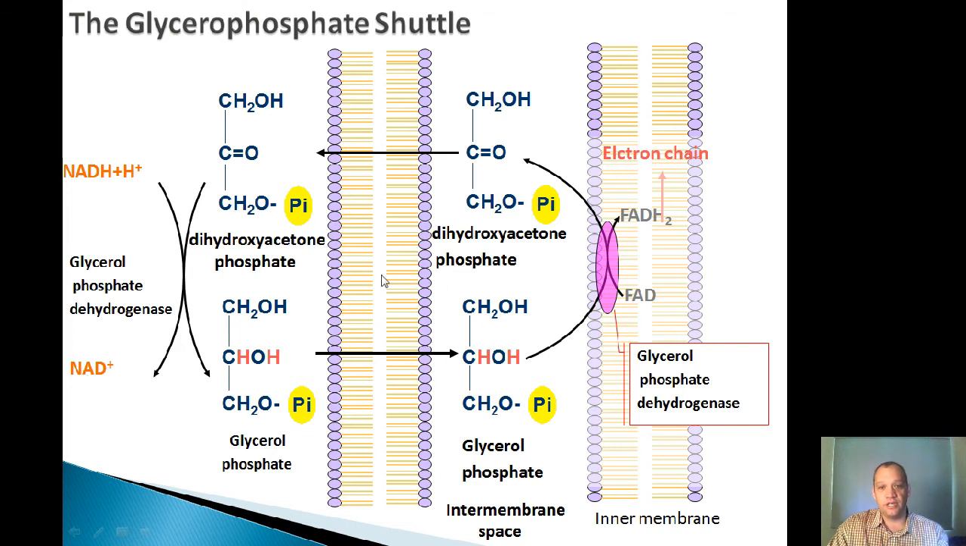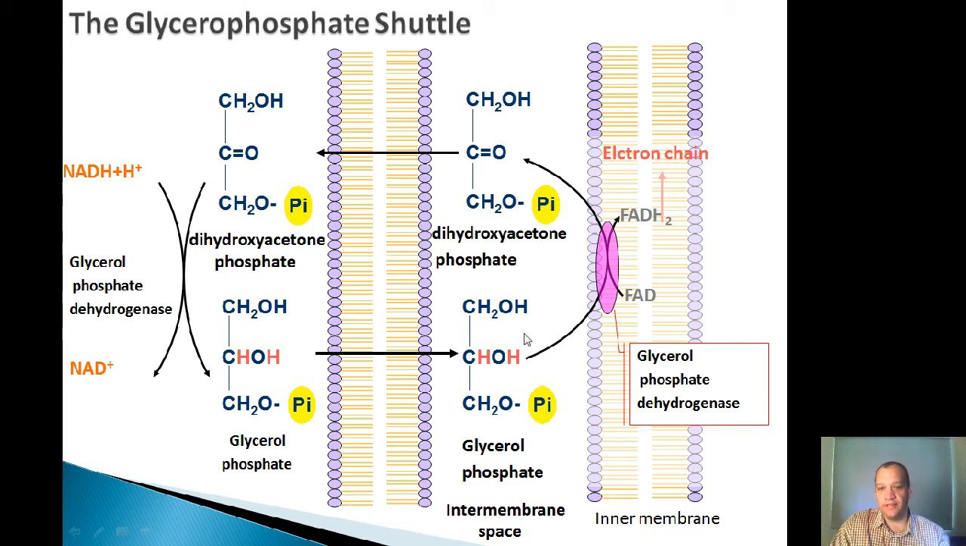So then we have this transport system across the mitochondrial outer membrane, which allows glycerol phosphate to travel across the membrane while also allowing dihydroxyacetone phosphate to travel out. So once again, it's an antiport system which allows glycerol phosphate to cross the membrane to the intermembrane side, and dihydroxyacetone phosphate is exchanged and carried out to the cytoplasmic side.